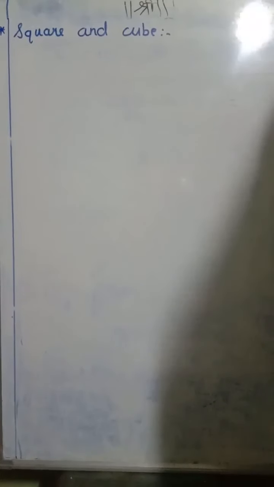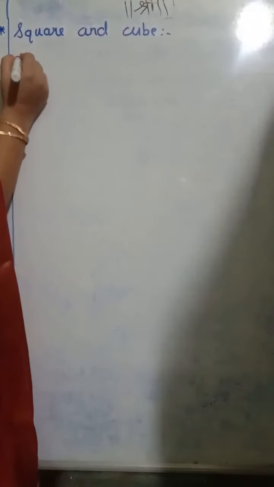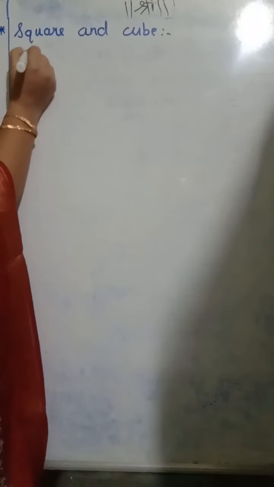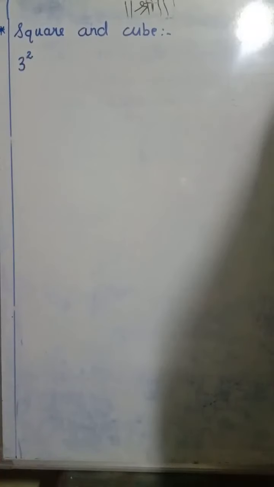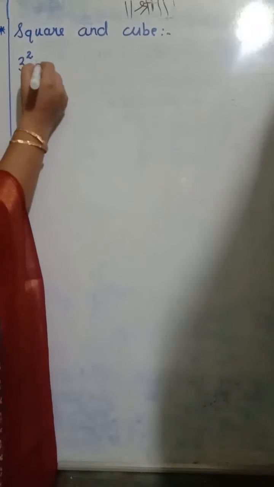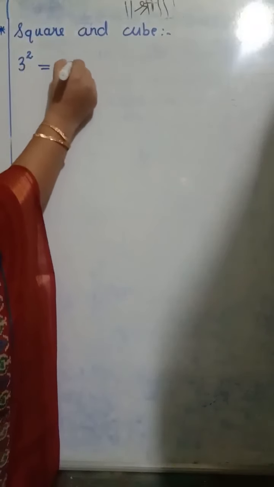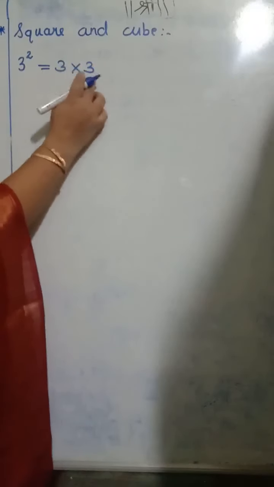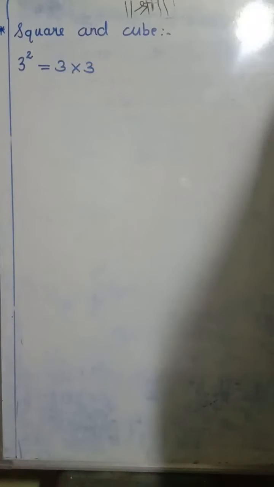So now we'll begin with the point, that is the square and cube. I'll take a number in the index form, 3 raised to 2. How will you write this number in the multiplication form? 3 into 3, which means you will multiply 3 two times. Now how do we read this index form?